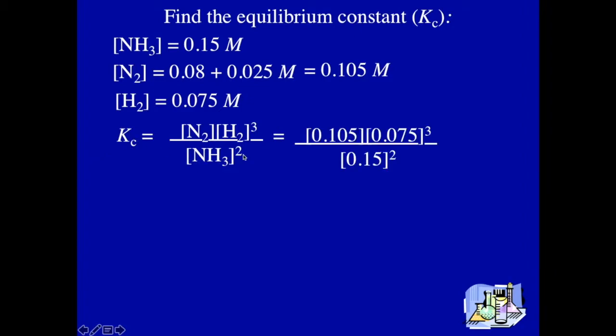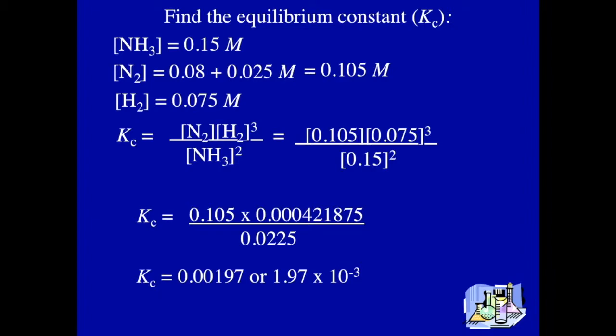Now I plug in my values. 0.105 molar. That comes from my nitrogen because it was 0.08 plus 0.025, which is 0.105 molar. I raise my concentration of hydrogen to the power of 3, and I raise my concentration of ammonia to the power of 2 in order to calculate my equilibrium constant, which gives me an equilibrium constant of 0.00197, which in this particular case, remember, I started with ammonia, that's my reactant.